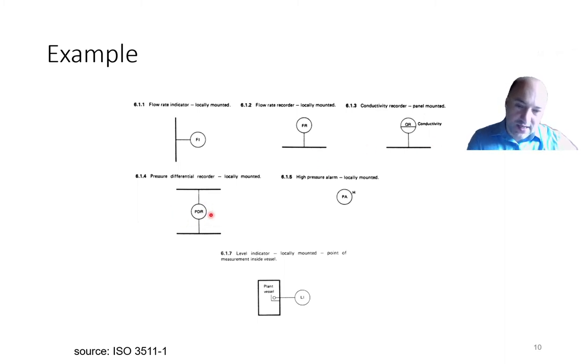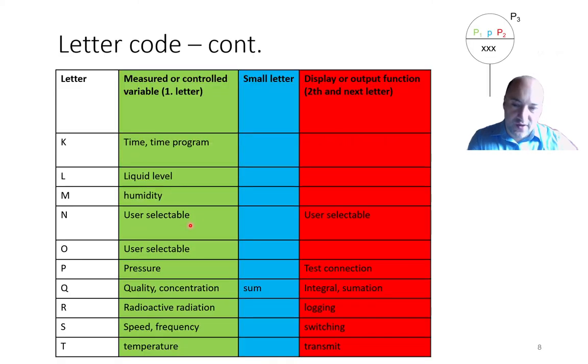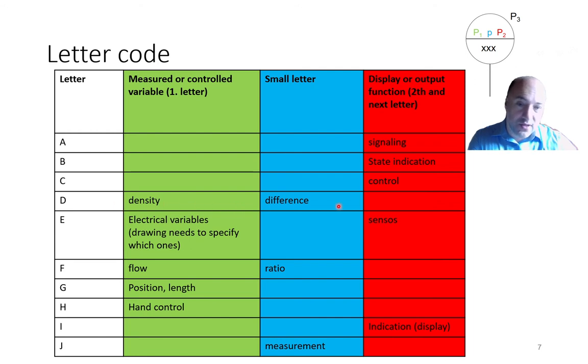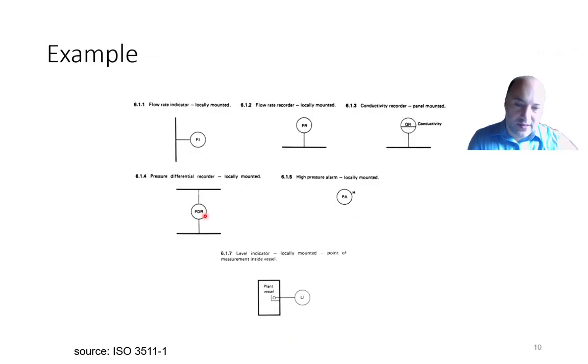Here you can see an example of a pressure difference. So P, the first letter, is for pressure. Then we have the letter D, which, if we go to the table, it actually should be the small letter. It's telling me that I measure the difference. And then R is the recorder.